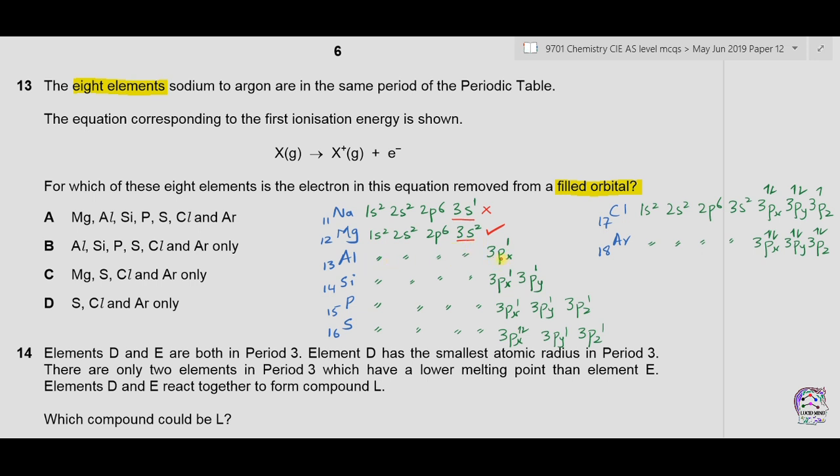For aluminum, there is just 1 electron in 3p, so it is not a filled orbital, so it's not aluminum. For silicon, the electron is removed from 3py, which is not complete.